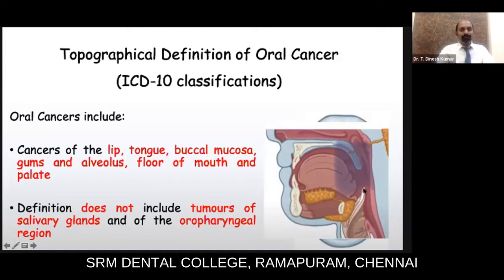Why oropharyngeal cancers are very important is because they have a completely different etiological agent altogether. HPVs play a very important role in oropharyngeal cancers. So that itself is a separate topic altogether, and we're not going to touch upon HPVs as of now.